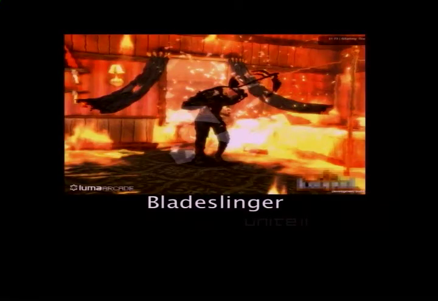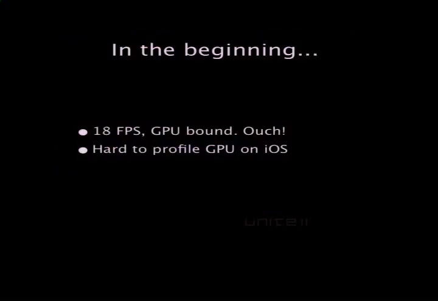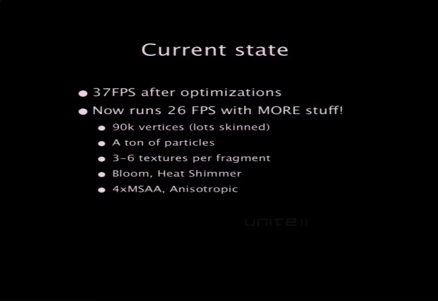So let's take a look at optimization specifically for Blade Slinger, which was done on the iPad 2. When we got hands-on with the project, it was running at 18 FPS, and it was completely GPU bound. It's kind of hard to profile on the iPhone, so we had to do quite a lot of trial and error, changing shaders, trying again. You just change shaders and you measure GPU time.